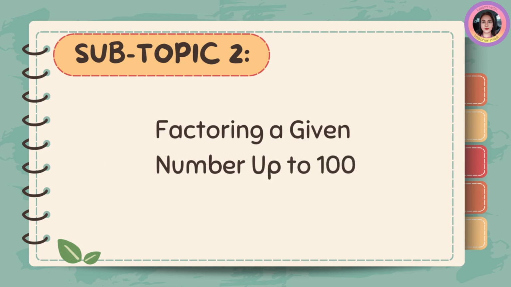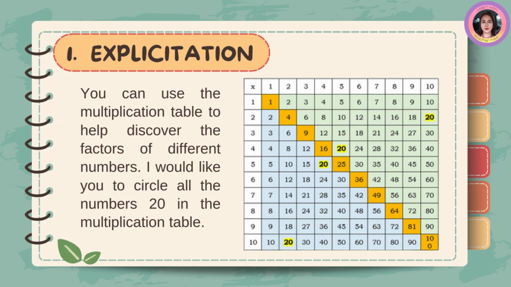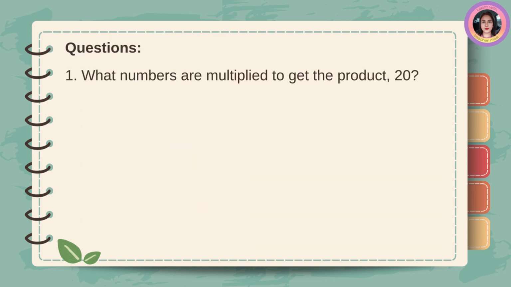Factoring a given number up to 100. You can use the multiplication table to help discover the factors of different numbers. I would like you to circle all the numbers 20 in the multiplication table. What numbers are multiplied to get the product 20? Answer: 20 and 1, 5 and 4, 10 and 2.